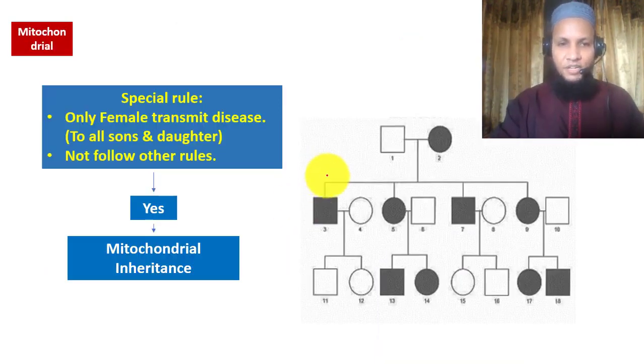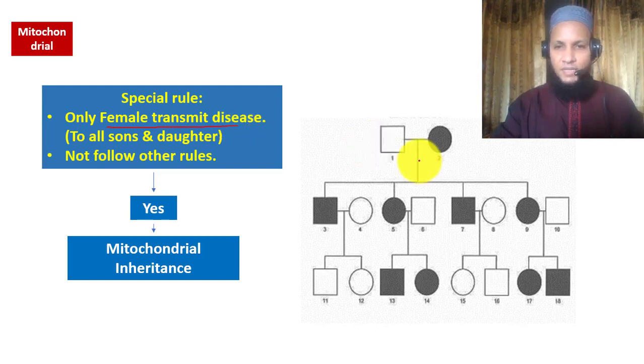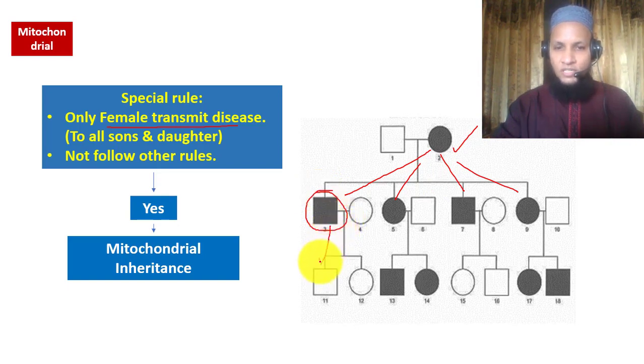Sometimes some pedigrees do not follow the above rules. There are some special rules where only females transmit the disease. We can get some pedigrees where only females transmit the disease. This affected female is transmitting the disease to her sons and daughters. But once the male is affected, he cannot transmit the disease to his son or daughter. But once the female is affected, she can transmit the disease to her sons and daughters.